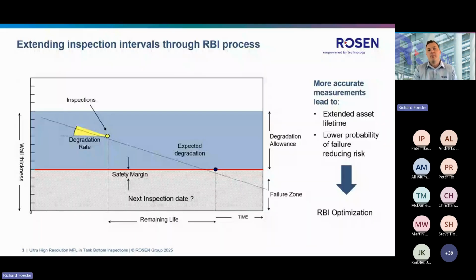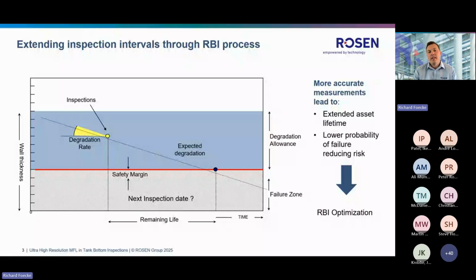In this screen, you see an example of how extending inspection intervals through the RBI process is possible. Actually, the wall thickness here displayed with the gray and the blue area is designed during the construction phase and the design phase with a certain degradation allowance. So we allow the wall thickness to degrade. However, we also plan in a typical safety margin and a failure zone displayed here with the gray area to always assure that the tank is not leaking.